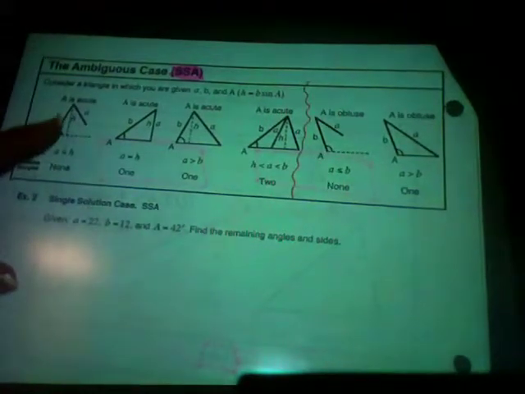All right, so consider a triangle in which you're given a and b and angle A. Because wouldn't that be SSA, where I have an angle that is not in between the two sides that I've been given, right? It is not an included angle. Here are all the possible triangles that we could have.